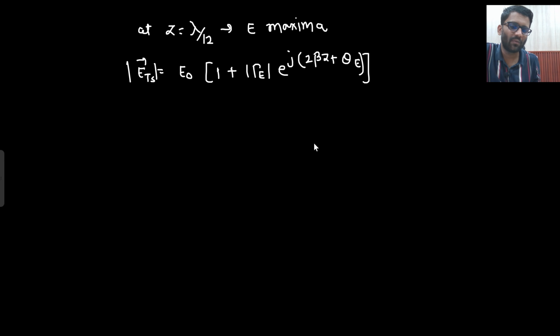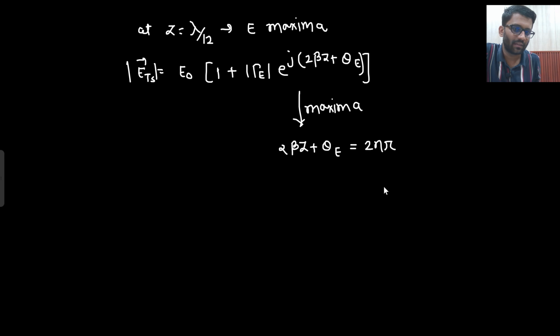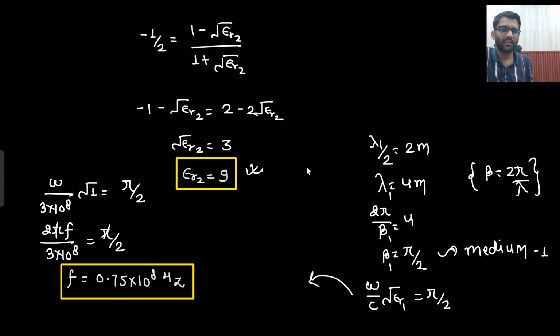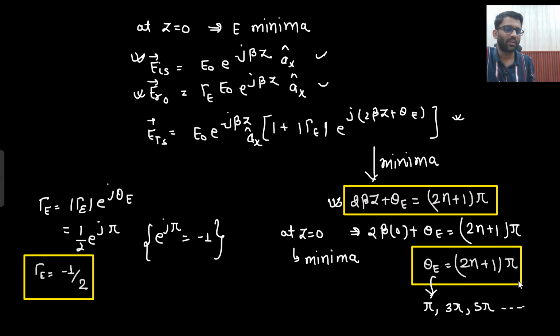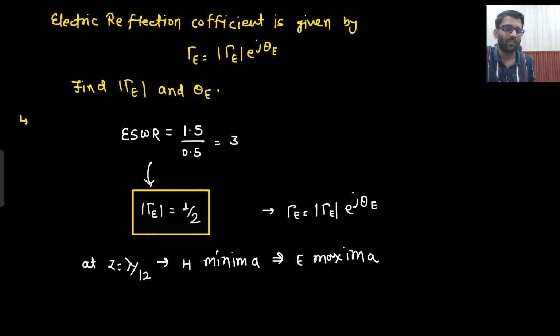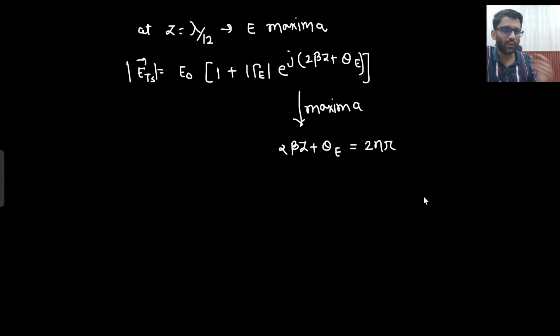For maxima, what do I need? That 2 beta z plus theta E should be equal to what? 2n pi, right? Here I needed minima, so I put it equal to (2n plus 1) pi. Here I will put it equal to 2n pi. So no need to mug up anything.